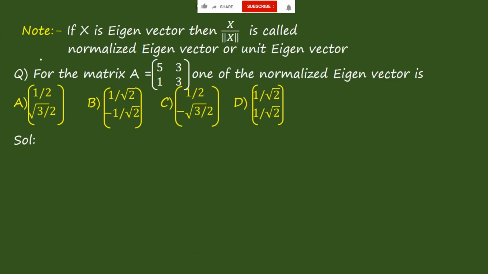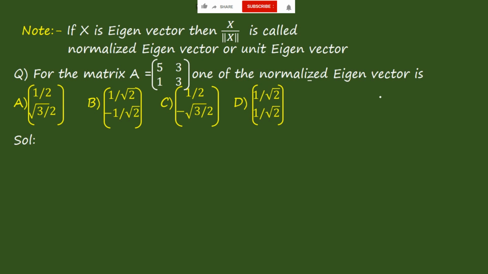Now come to the next question. It is based on normalized eigenvector or unit eigenvector. Matrix is given here. You have to find the normalized eigenvector. So for this one, to find the eigenvector, first we have to find the eigenvalues.